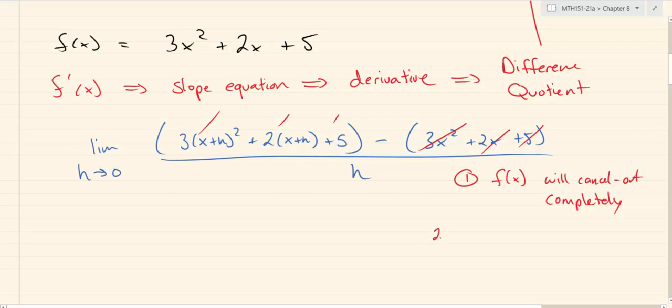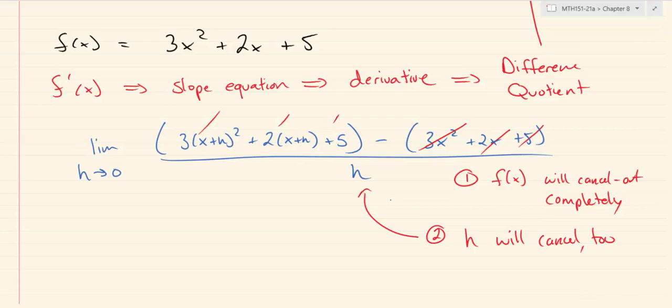The second nice thing that will happen is that h will cancel as well. When you get done doing number 1 and canceling all that stuff, every term in the numerator will have an h in it. All the time, guaranteed to happen. You factor that h out, and then you cancel with the h down here. And now you can apply the limit as h goes to 0.